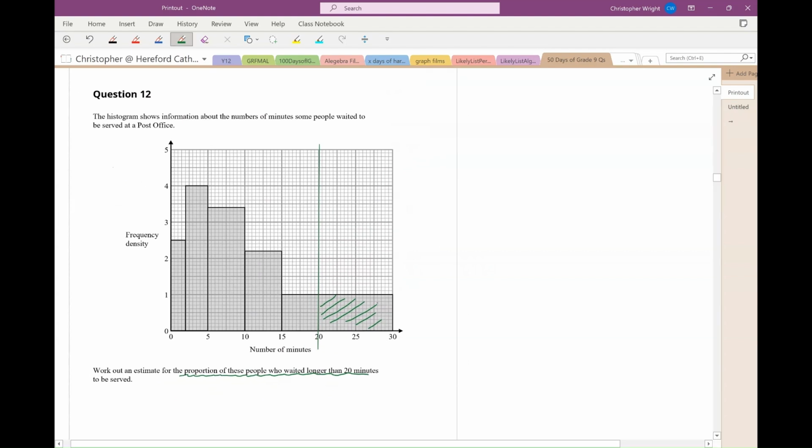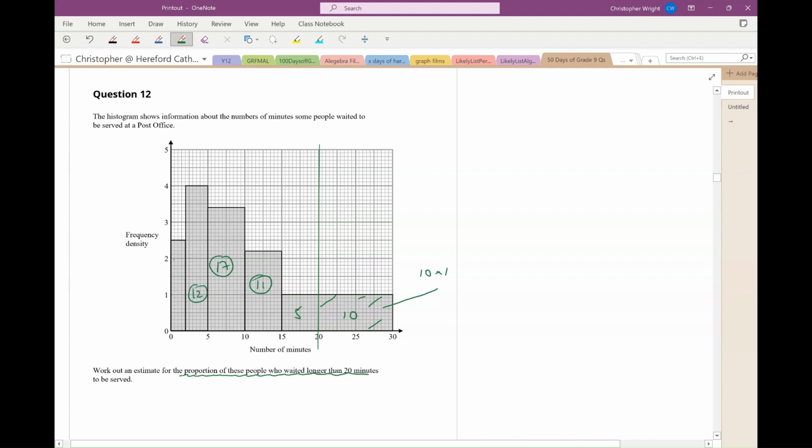So here, this one is 10 by 1, so it has an area of 10. Here we go, 5 by 1, an area of 5. 5 by 2.2, 11. 5 by 3.4, 17. What's that one? It's not 5, is it? It's 3. 3 by 4 is 12.